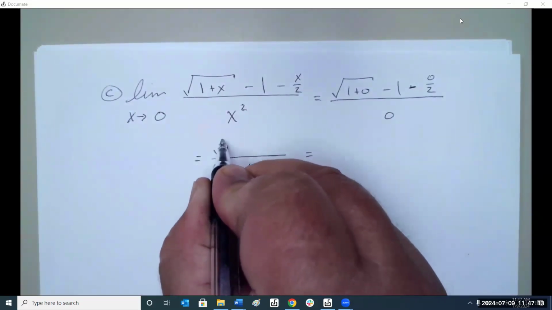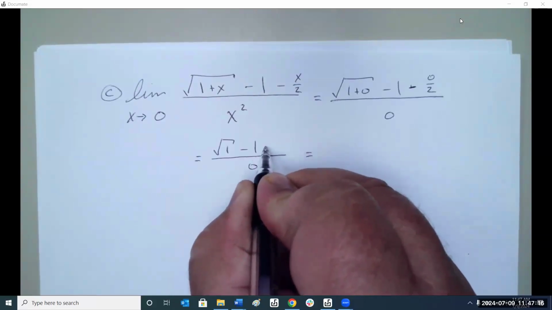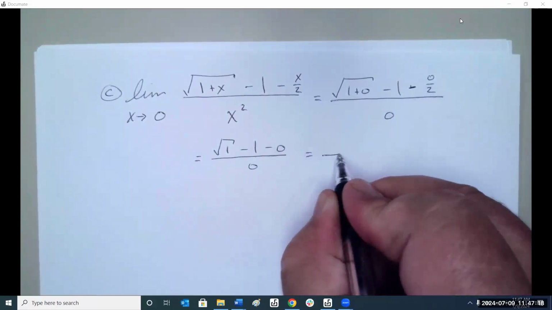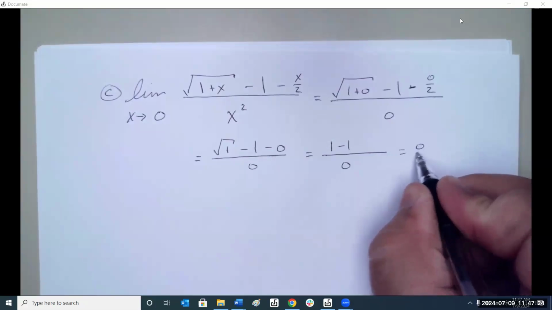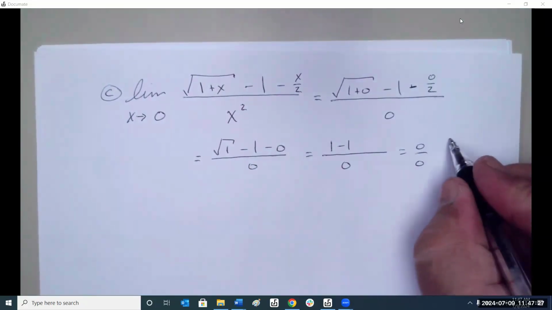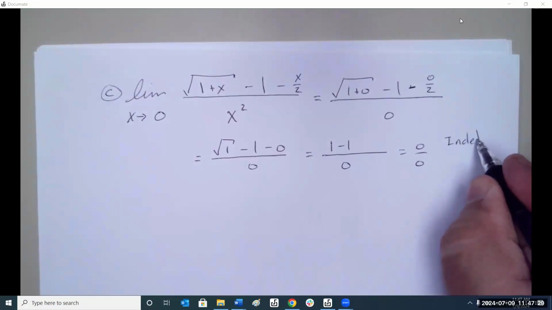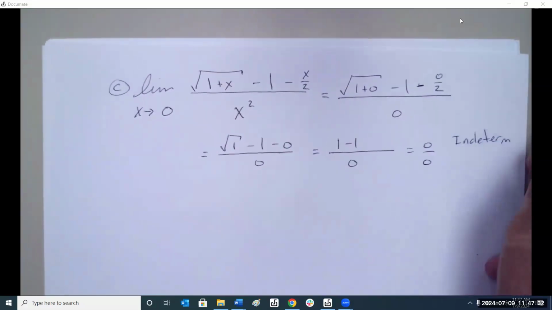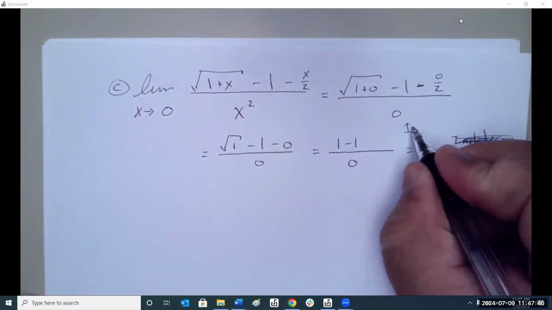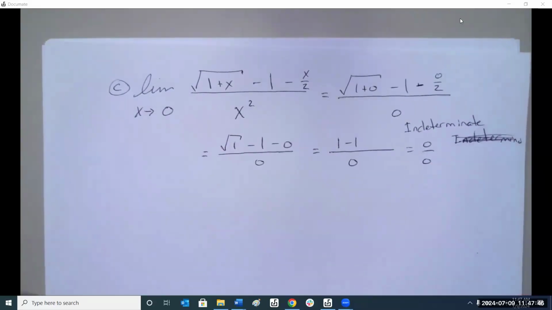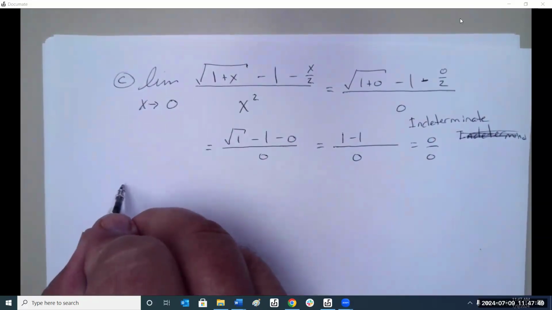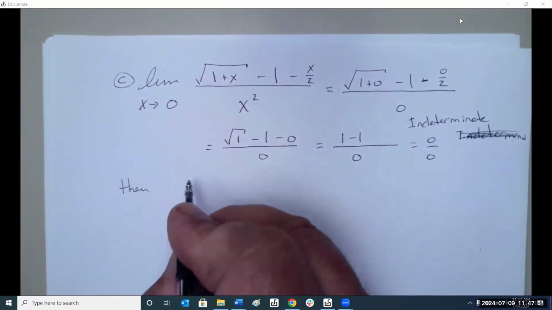We get 1 plus 0 is 1. 0 over 2 is 0. 1 minus 1. Okay, so it's indeterminate. This is indeterminate because it cannot be determined. Then I take L'Hopital's rule.